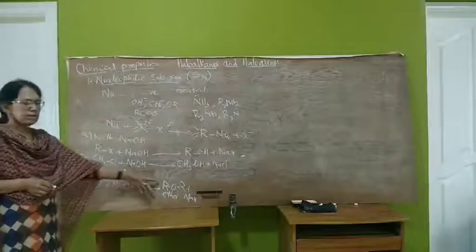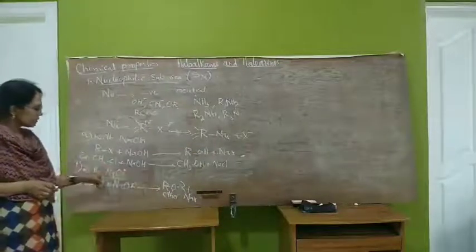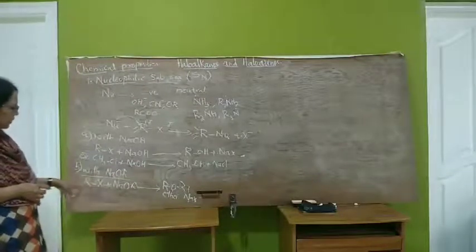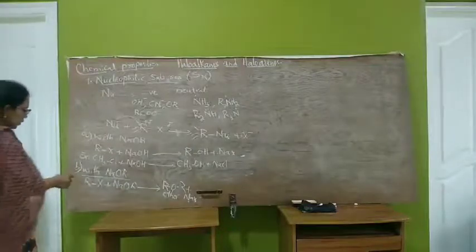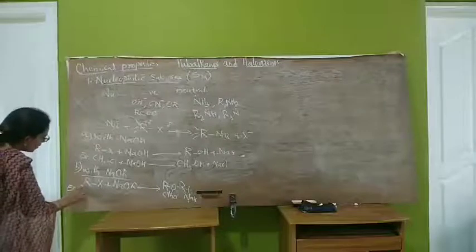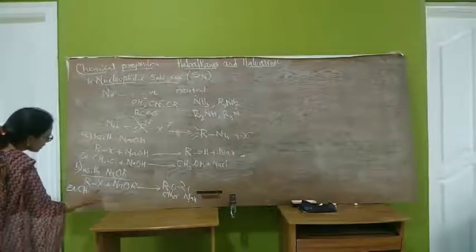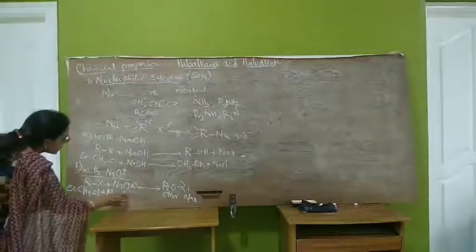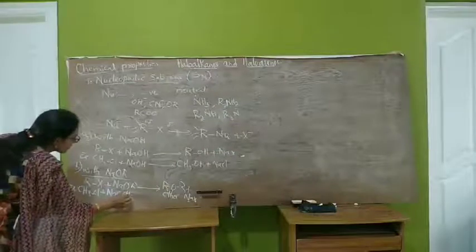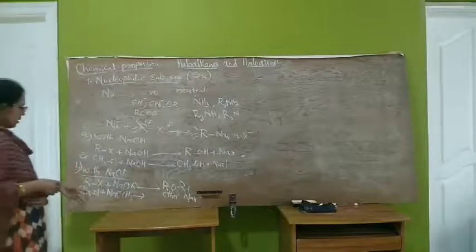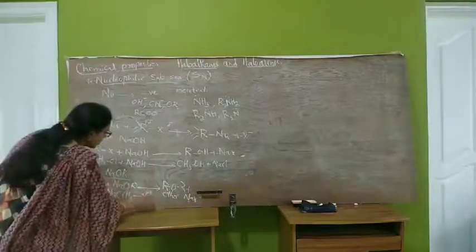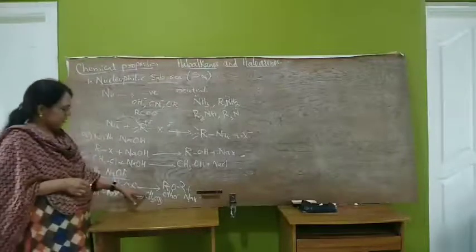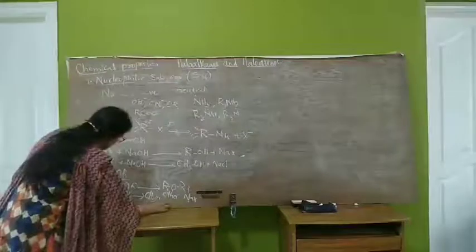This reaction, the formation of ether, is called Williamson's ether synthesis. Write one example by taking methyl chloride. Methyl chloride reacts with sodium methoxide, NaOCH3, and forms CH3OCH3, methoxymethane, plus NaCl.